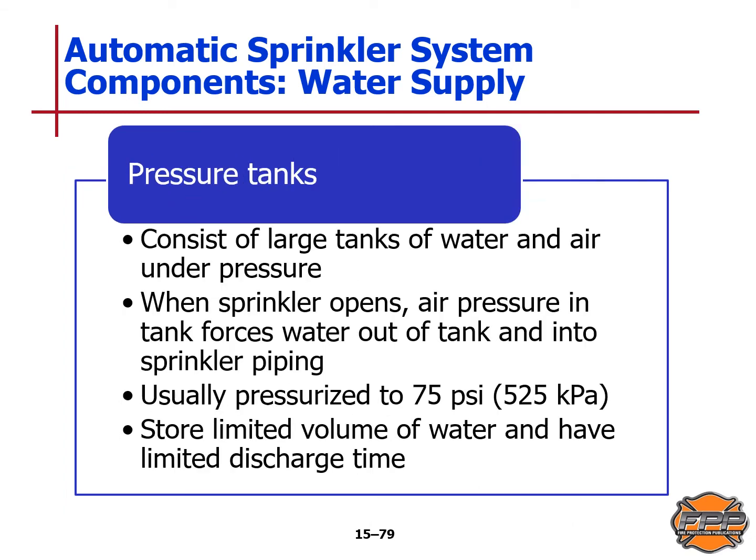Pressure tanks consist of large tanks of water and air under pressure. When the sprinkler system opens, air pressure in the tank forces water out of the tank and into the sprinkler piping. It's usually pressurized to 75 pounds per square inch or 525 kilopascals. It stores limited amount of water and has a limited discharge time.